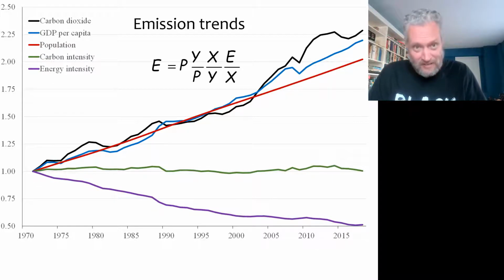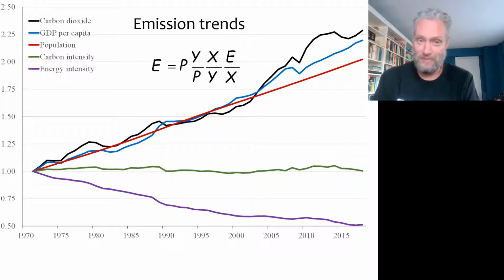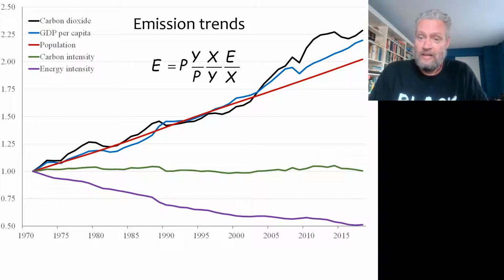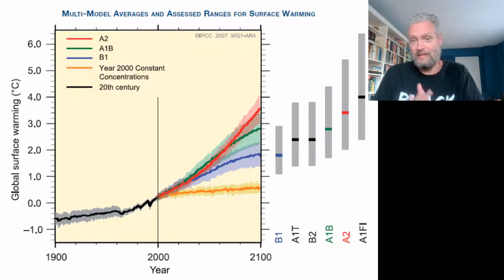So the Kaya identity is useful in understanding, in decomposing trends in emissions in the past. This gives you a rough idea of why emissions are going up as much as they are. Now, having done this for the past, we can do this for the future. That's where a graph like this comes from. So we're looking here at the global mean surface air temperature as observed over the previous century and as projected over the current century. Actually, it's a slightly older graph.